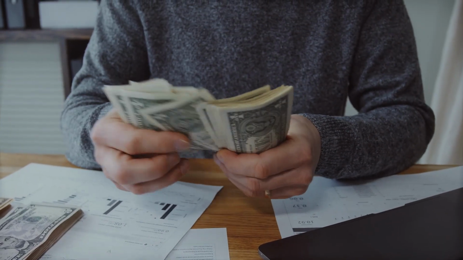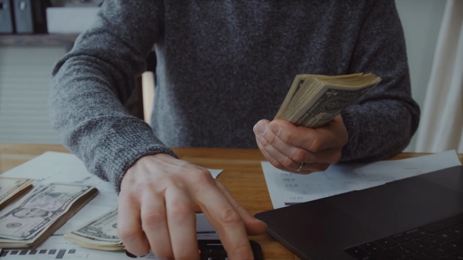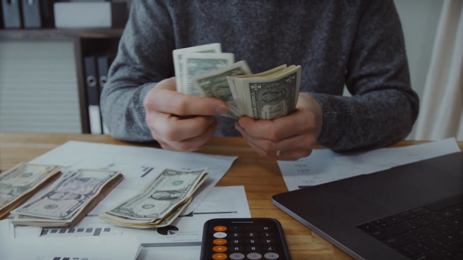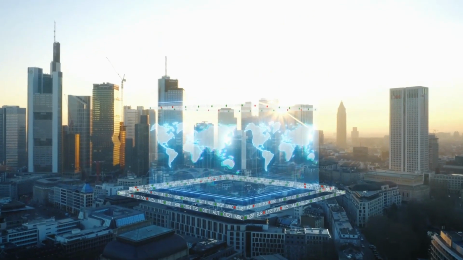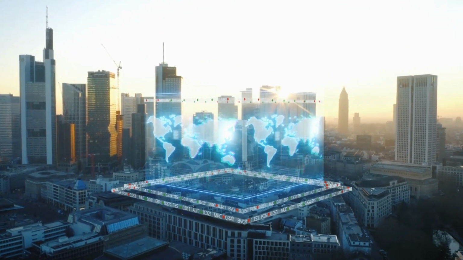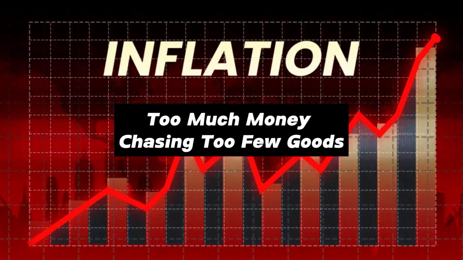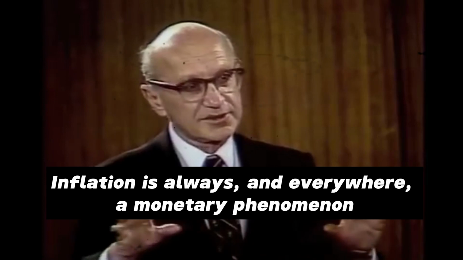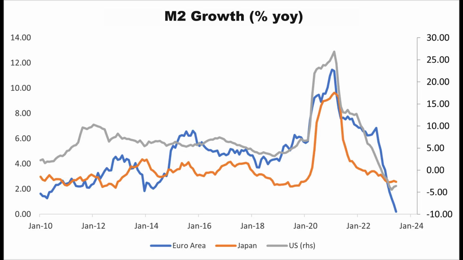In our view, we can gain a clearer understanding of this phenomenon by examining their respective money supply figures. For those familiar with basic economics, this concept might not be surprising, as inflation is often defined as too much money chasing too few goods. As Milton Friedman, the Nobel laureate in economics in 1990 famously put it, inflation is always and everywhere a monetary phenomenon. This chart here tracks the growth of M2 in the US, Euro area, and Japan over the past decade.